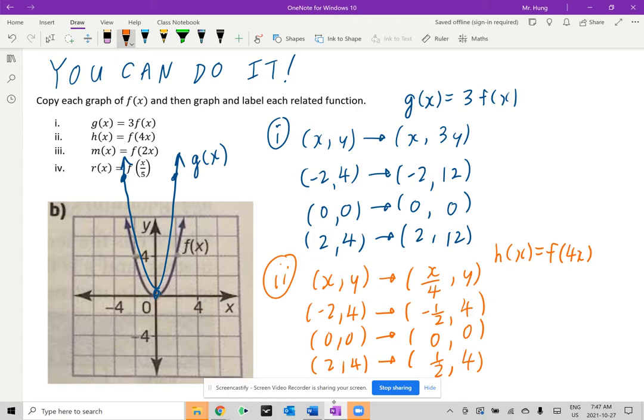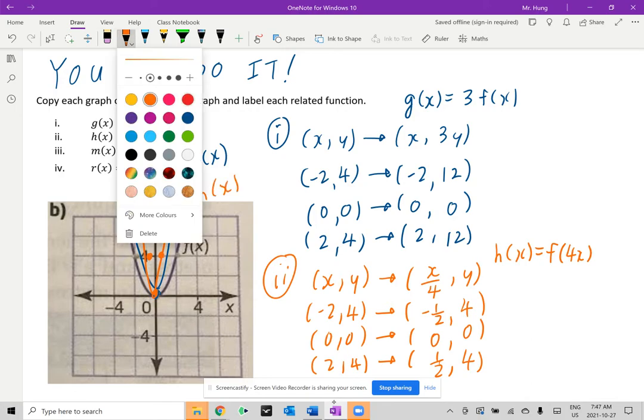And you can see, if you look at it, you go left by half, up by 4. 0, 0, again, that's the invariant point. You go right by half, up by 4. And again, roughly speaking, the graph would look something like that. If I label this, it's going to be h of x. Let's keep going. We are making progress.